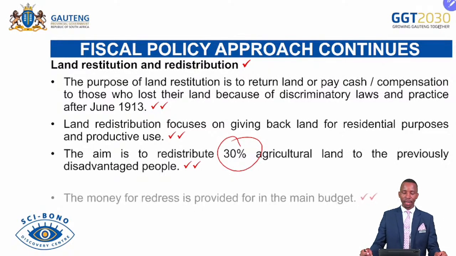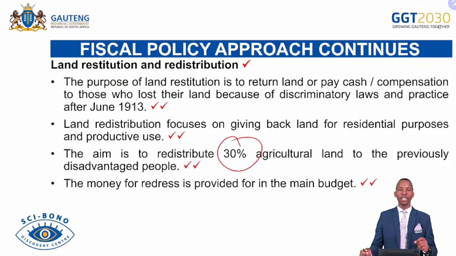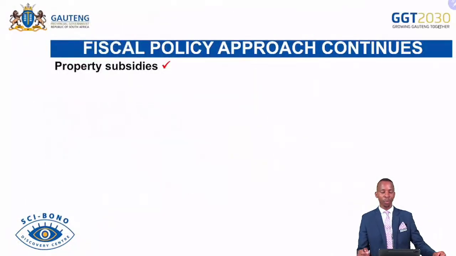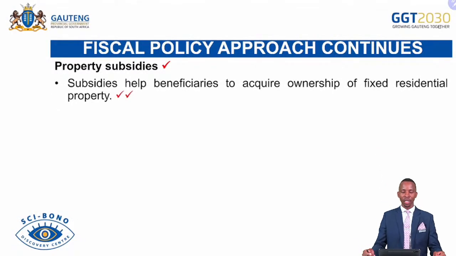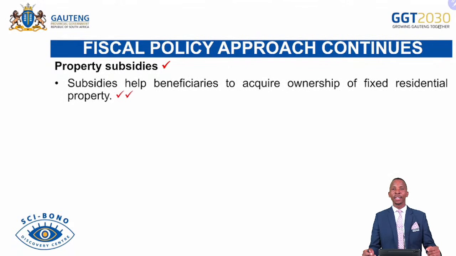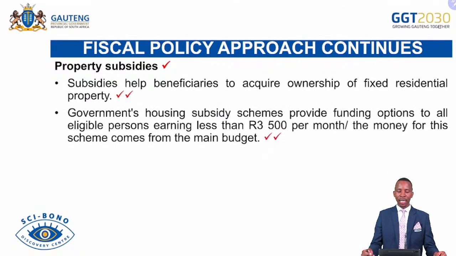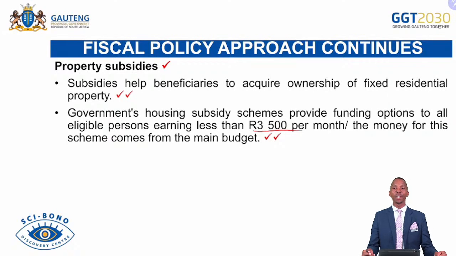And then we know that the money for this is budgeted for in the main budget of the country that always takes place in the last week of February. Property subsidies. In this case, we talk about the financial support given by the government to encourage ownership of fixed property in society. Those people that are earning less than 3,500 per month are privileged to receive the property subsidy from the government that is planned in the main budget.